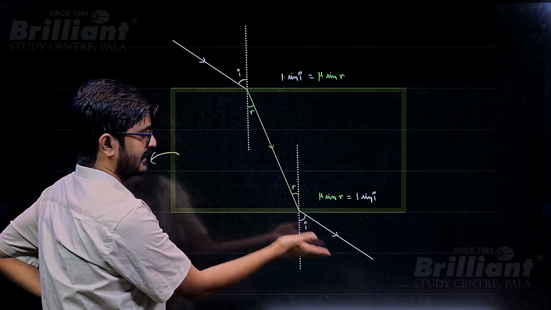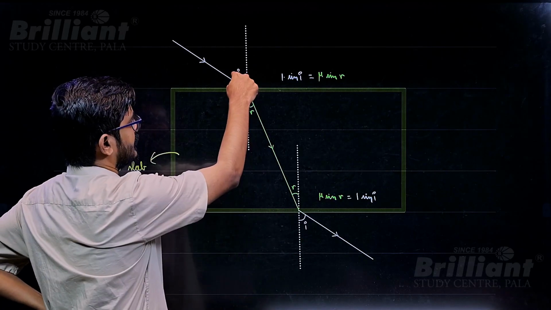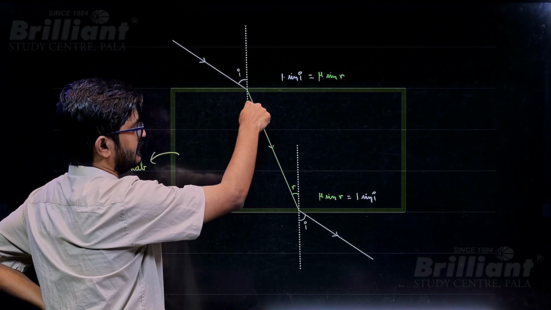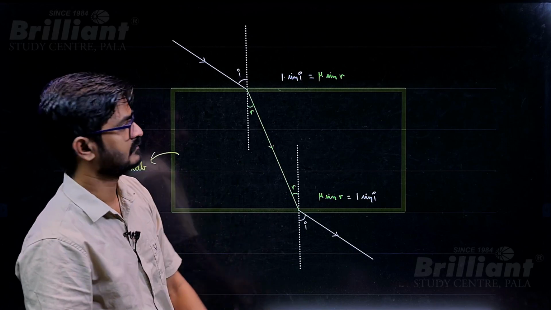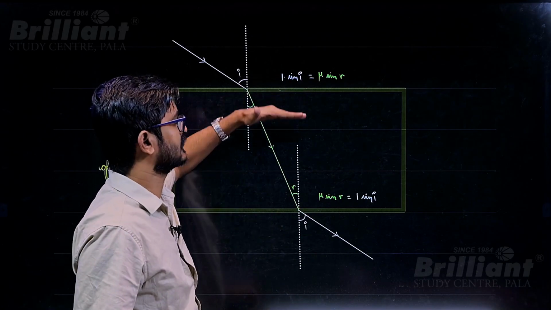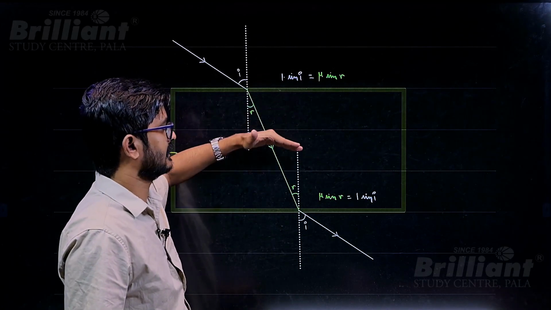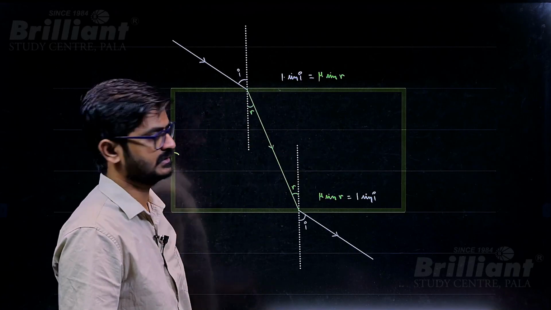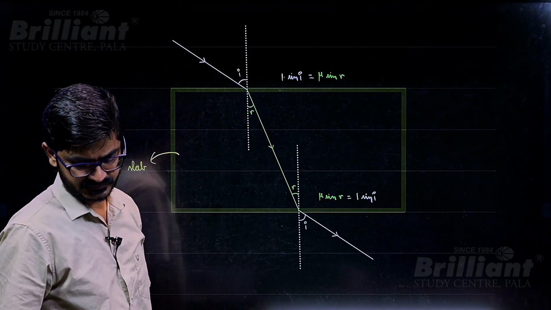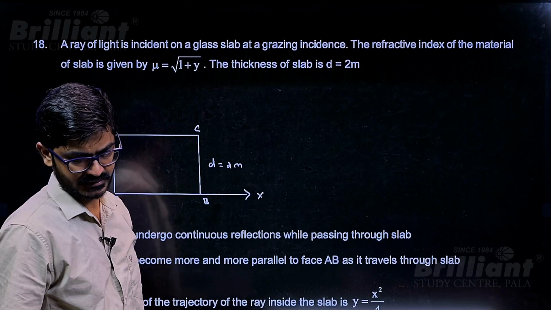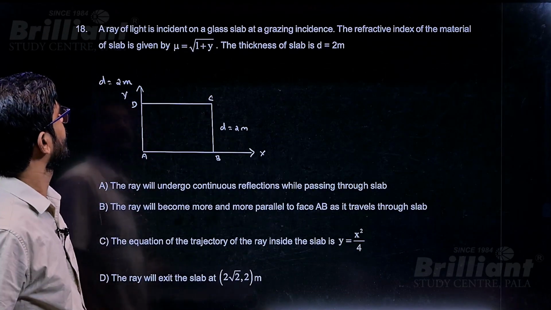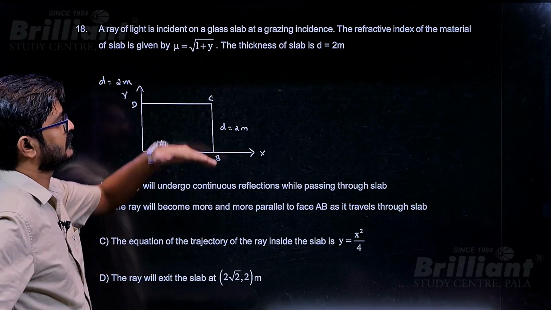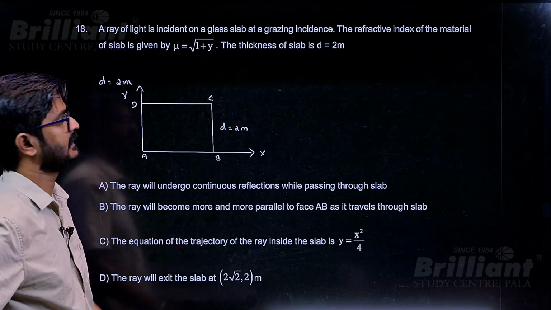Now I can keep many slabs and I can say mu 1 sin theta 1 equals mu 2 sin theta 2 equals mu 3 sin theta 3, mu 4 sin theta 4 and so on. So mu sin theta is constant when the slabs are parallel, I mean when the surfaces are parallel to each other, right? So we'll use that argument in this particular question, which will be much easy. We have understood when the slabs are parallel to each other, mu sin theta is constant.